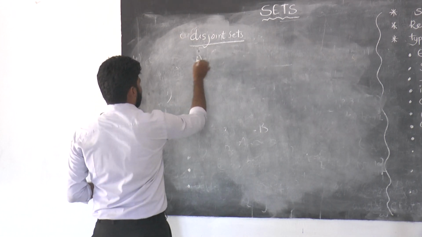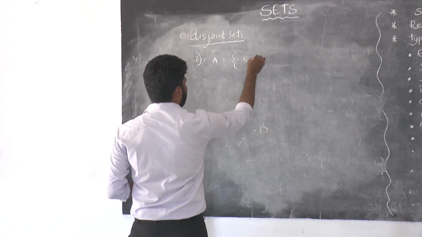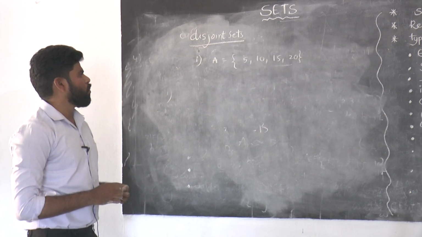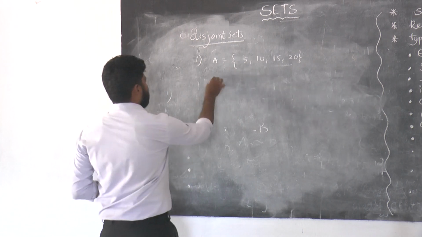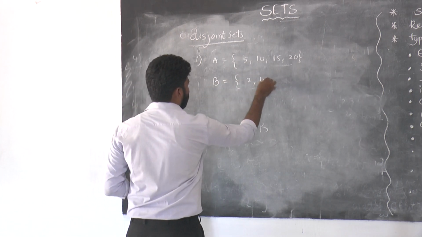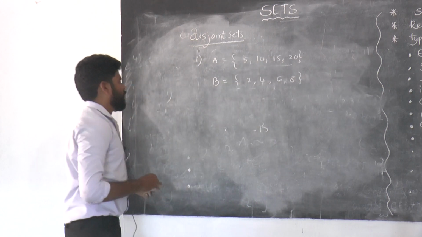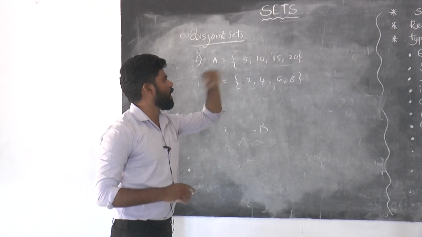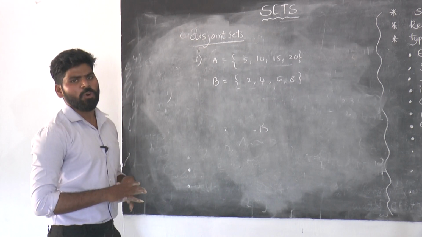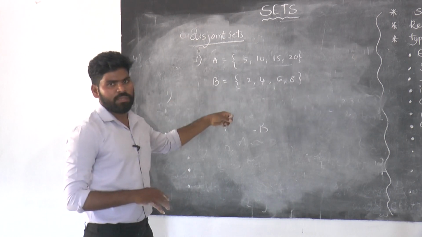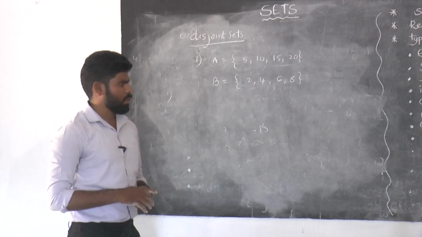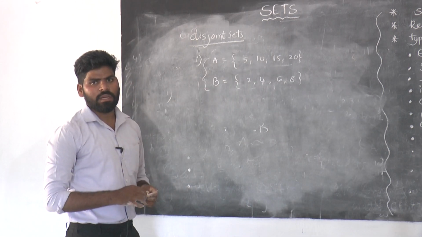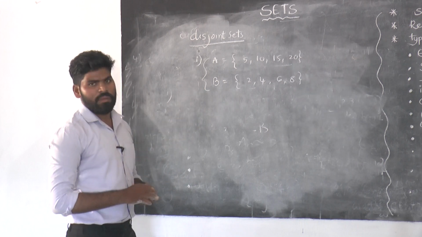For example, set A is equal to {5, 10, 15, 20}. Set B is equal to {2, 4, 6, 8}. Here A is {5, 10, 15, 20} and B is {2, 4, 6, 8}. There are no common elements in the given case. So A and B are called disjoint sets, because there are no common elements.